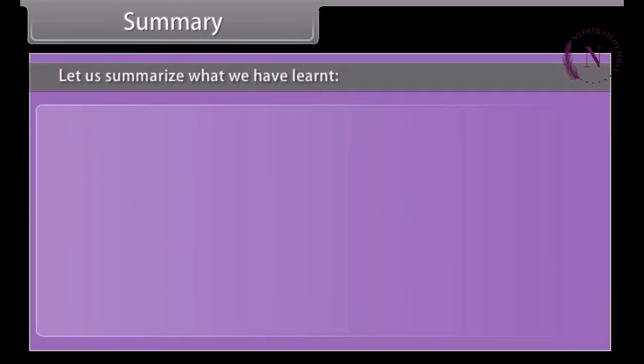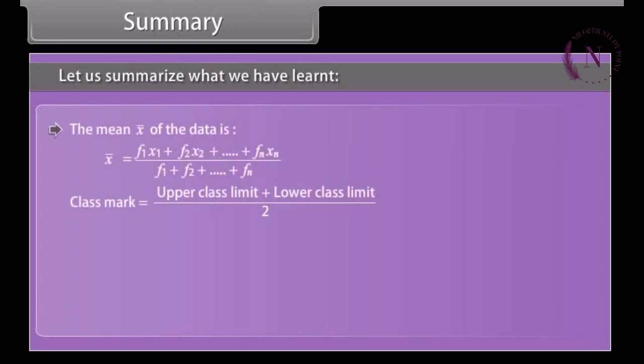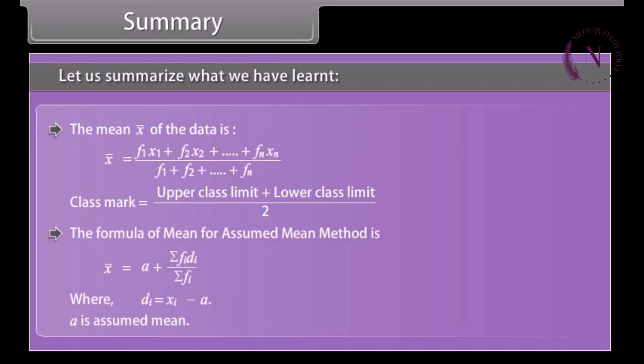Let us summarize what we have learned. The mean x bar of the data is x bar equals (f1 x1 plus f2 x2 plus and so on plus fn xn) by (f1 plus f2 plus and so on till plus fn). Class mark equals (upper class limit plus lower class limit) upon 2. The formula of mean for the assumed mean method is assumed mean plus summation of fi di divided by summation of fi, where di is equal to xi minus a. a is the assumed mean.